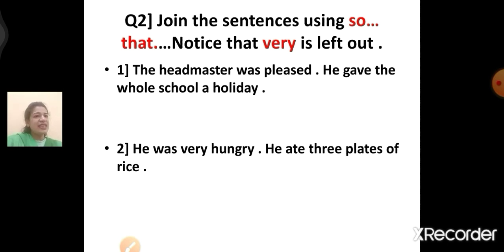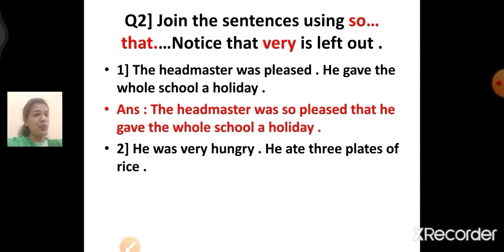And this one, join the sentences using so that. Notice that very is left out. The headmaster was pleased. He gave the whole school a holiday. Now here, very is not written. So what are we going to use? Yes, we are going to use so. In the question, very is not there. So we are going to write, the headmaster was so pleased that he gave the whole school a holiday.